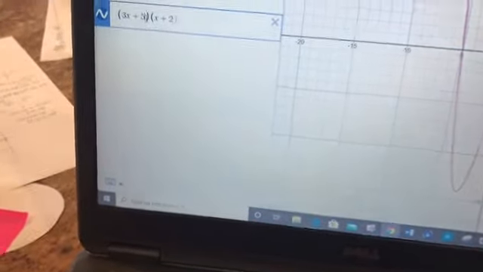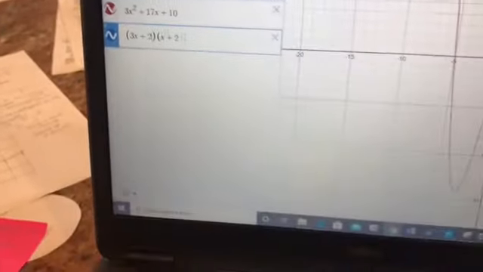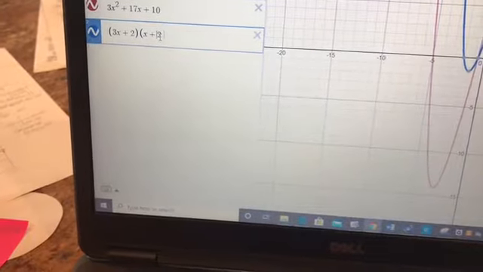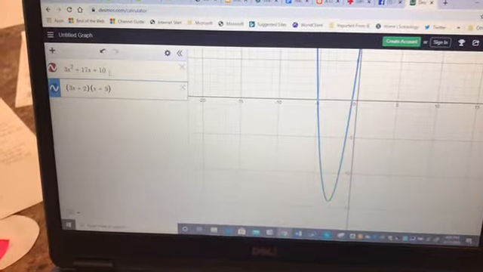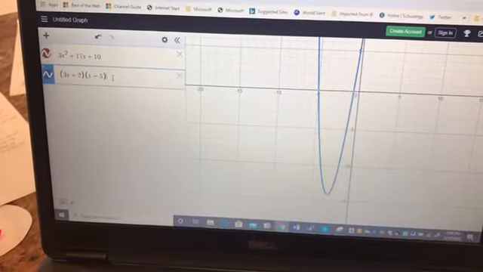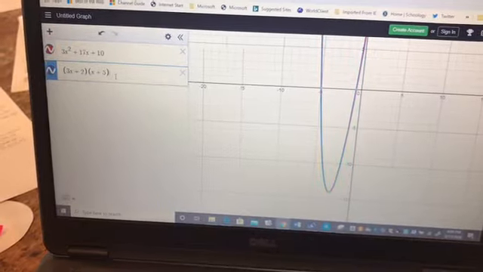Now watch what happens when I put that in Desmos. So I'm going to change my 5 and my 2. And now do you see the blue and the red are the same? That means that these equations are the same. These functions are the same. So that means I factored it correctly.